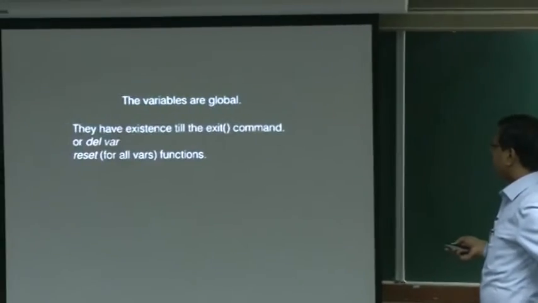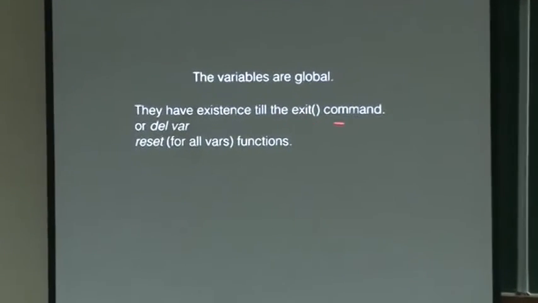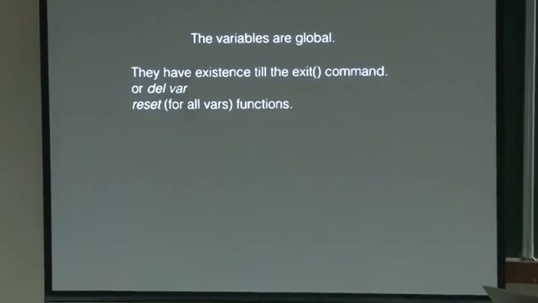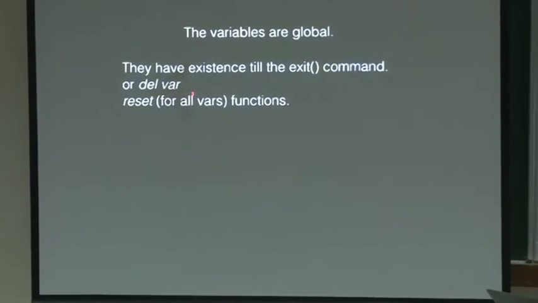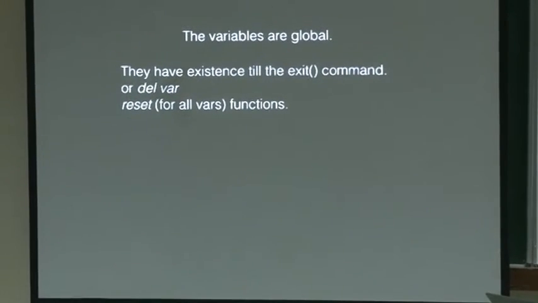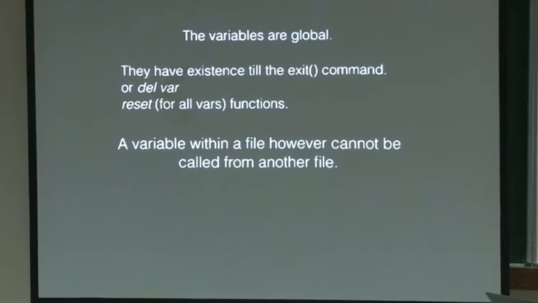Variables are global and they exist till the program quits, but you can delete a variable with the operation called del. If you say del variable name, it just goes away. We can also reset all the variables, so that no variable will be present, using the function called reset. If you use multiple files, which you will do later in the course, then variables from one file cannot be accessed by another file. You have to be careful.